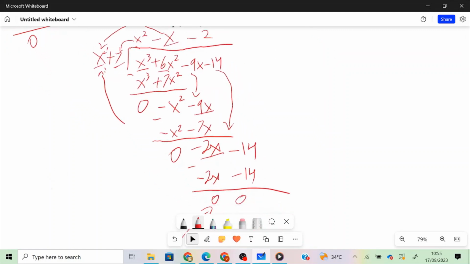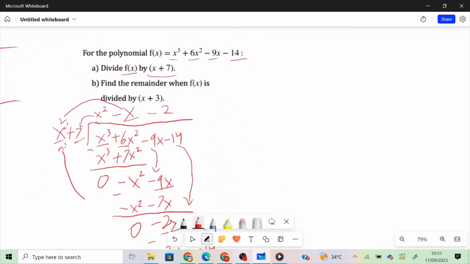And over here, our remainder is 0 as well. Hence, x squared minus x minus 2 is a factor of x cubed plus 6x squared minus 9x minus 14. And we can simply write this as this times x plus 7, so that eventually when we open these two out, we will get our polynomial over here.